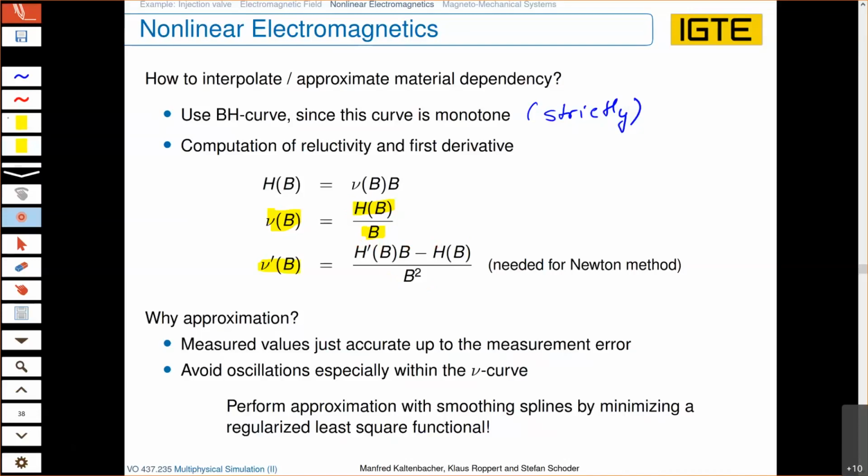Now, the question clearly arises, what is better, an approximation or interpolation? We should always have in mind that in practice, when you measure any physical quantity, we also have measurement errors. So that's the first important point. And the second important point is that we want to have this nu curve or this BH curve approximated in a smooth way. We do not want to have oscillations. So that would be the kill, let's say, for a Newton method.